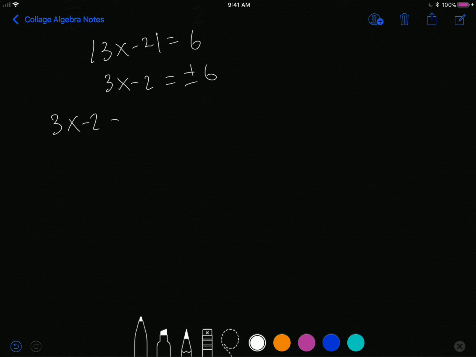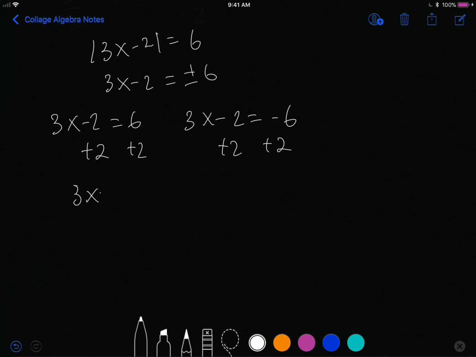3x minus 2 is 6. 3x minus 2 is negative 6. I add 2. I add 2. And so that leaves us with 3x equals 8, and that leaves us with 3x equals negative 4. The last step is to divide.